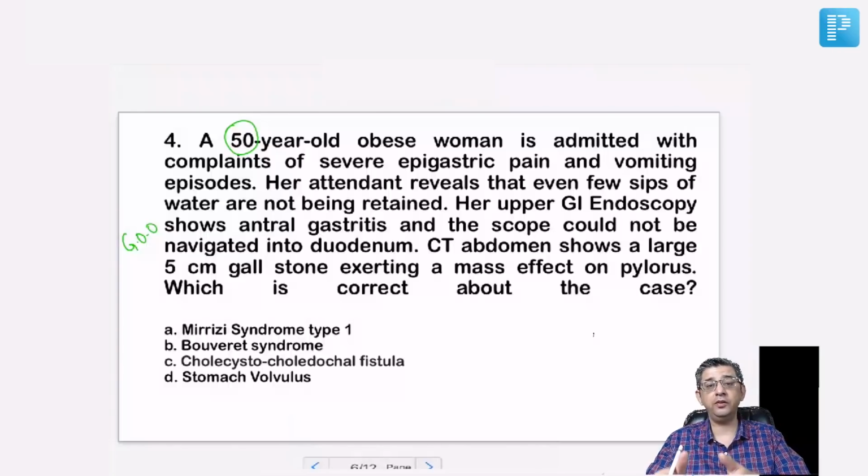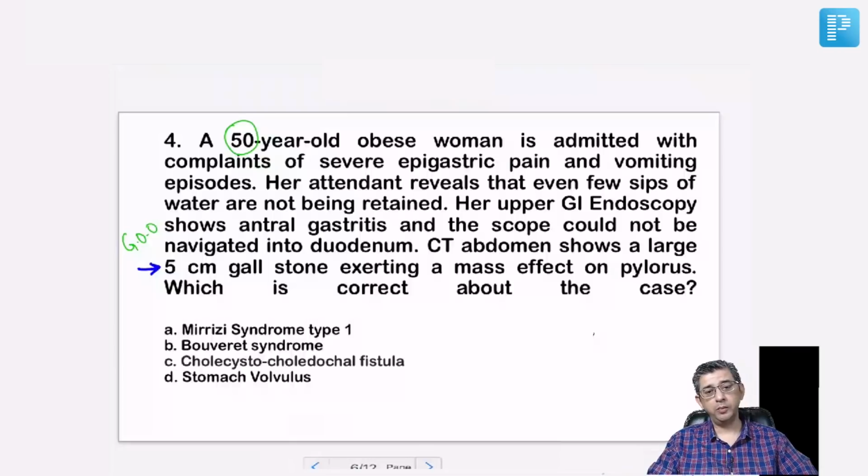It's an emergency situation where a gastric outlet obstruction is described, and the CT abdomen of this patient is showing a 5 centimeter gallstone that is exerting a mass effect on the pylorus. The question says, which of the following is correct about the case? Let's look at option A, Mirizzi syndrome.